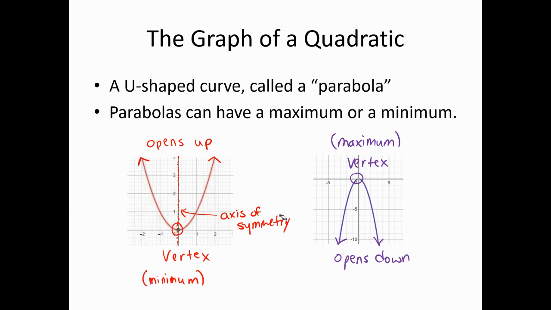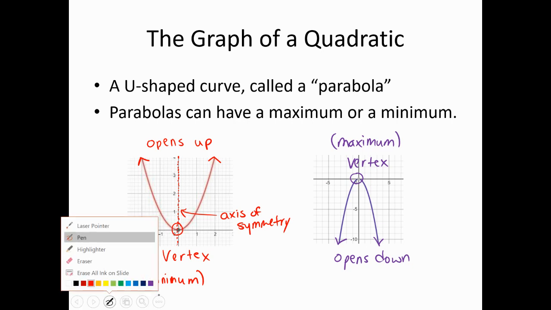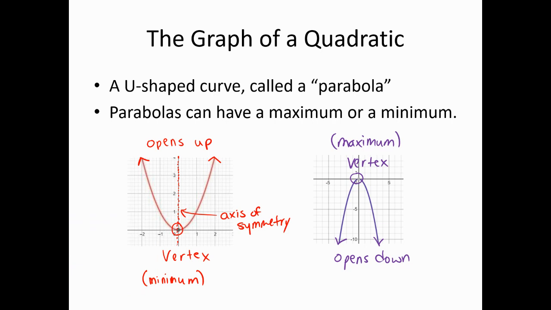On the second graph over here, we also have that axis of symmetry. Again, it goes right through the vertex and cuts that parabola in half, showing us the matching sides. And again, that's called the axis of symmetry.